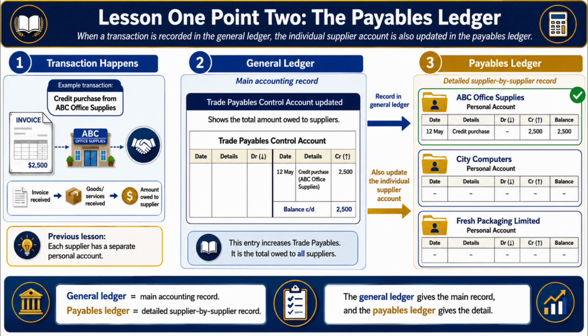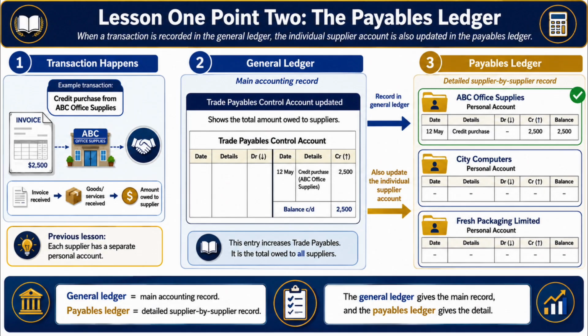Lesson 1.2. The Payables Ledger. Welcome back, students. Now we are studying Lesson 1.2, the Payables Ledger. In the previous lesson, we learned that the business needs a separate personal account for each supplier. Now, we will learn how those supplier accounts are updated when transactions happen.